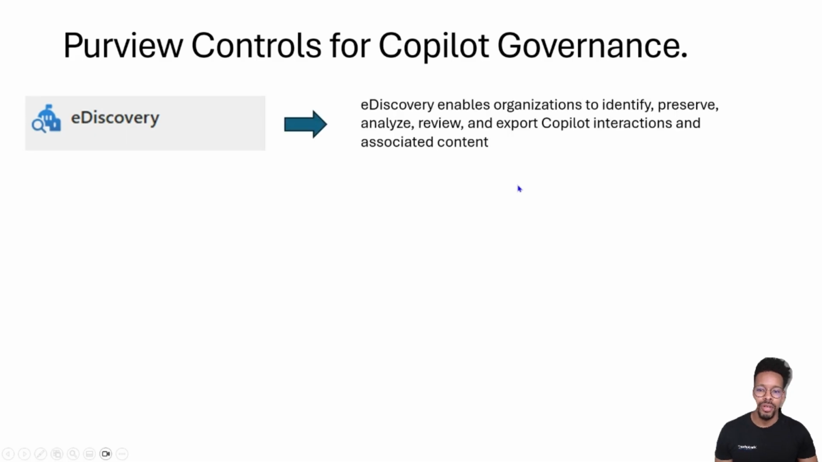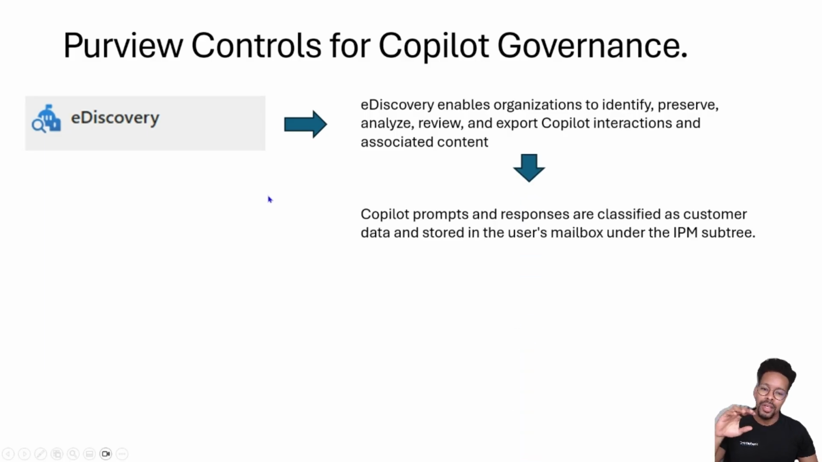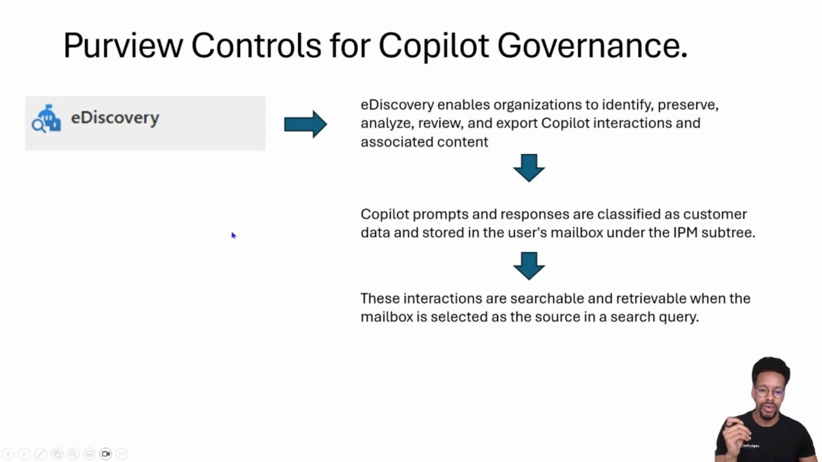So e-discovery, what does e-discovery do in this context? E-discovery gives you as an organization the opportunity to identify, preserve, analyze, and review, also export, of course, Copilot interaction and associated context. How do you do this? Actually, the user's mailbox is used to save the Copilot prompts and the responses, and this is also classified as customer data. So you have this data, you can search for this data in a query, and in this query, you will use the user's mailbox in the search query, and you will get these answers. So without wasting any time, let's create a search.